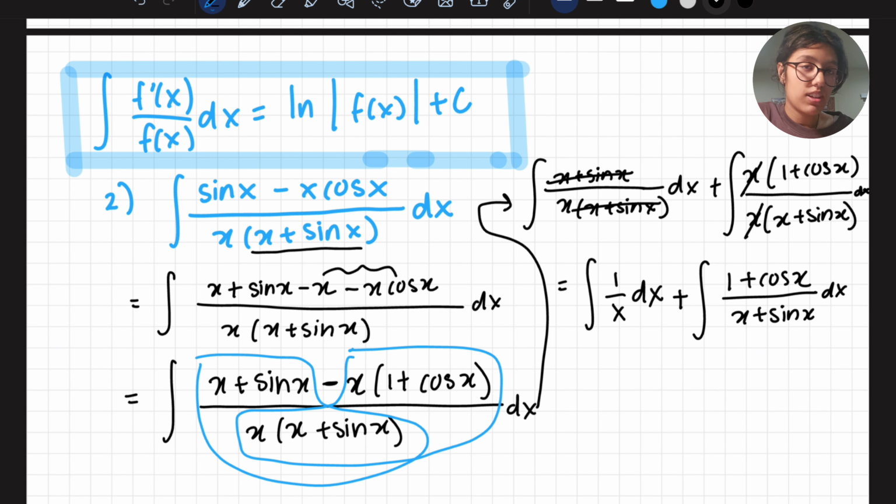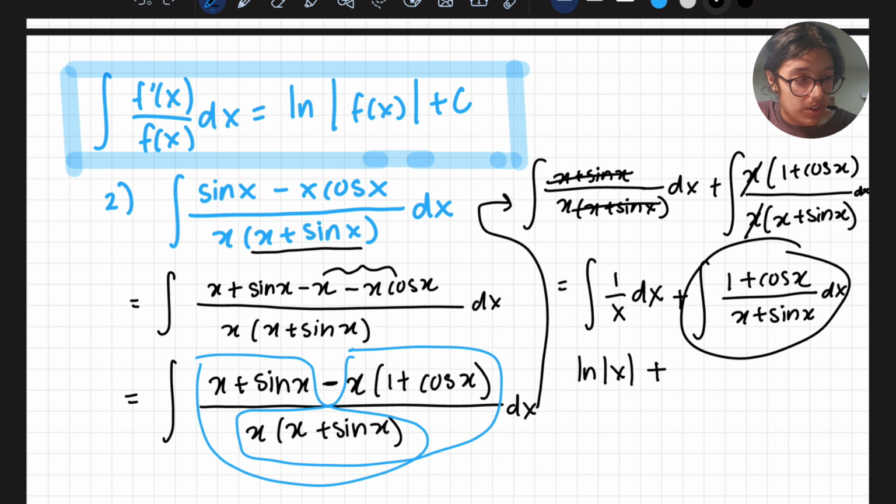All right, and now you could see a little pattern we have. So let us simplify that. We know that is natural log of x. And in this case, we know that we can apply this formula right over here. How do we know that?